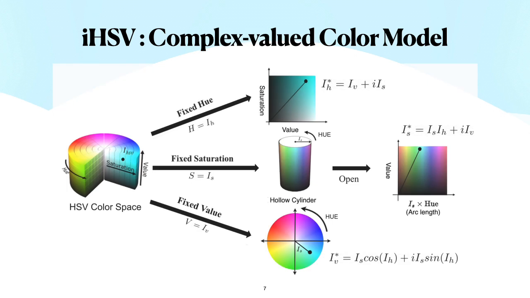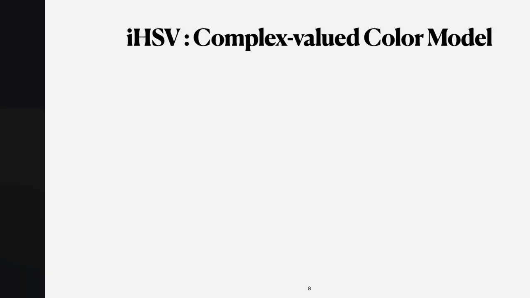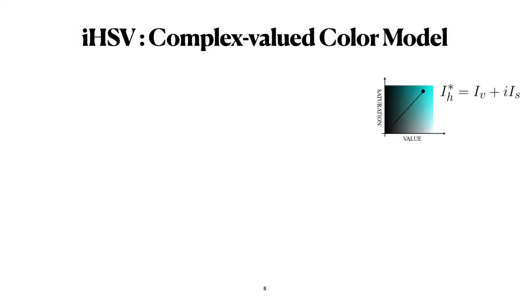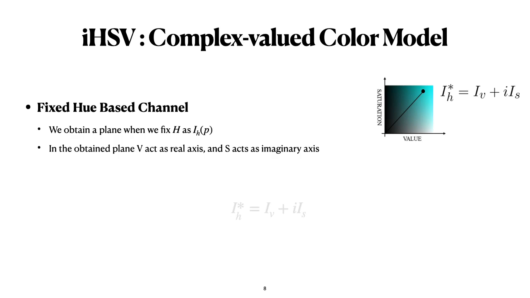As we know, HSV color space is represented using a cylinder where HSV represent 3 dimensions: hue, saturation, and value. If we keep each dimension constant at a time, we can obtain 3 different Argand planes. So each pixel P in HSV color space can be located in these 3 Argand planes. Let's see how. In first case, when we keep hue constant, we obtain a 2D Argand plane where value, saturation are variable. Value represents real axis and saturation represents imaginary axis of the Argand plane. So the pixel P in this plane can be represented as IV plus IIS.